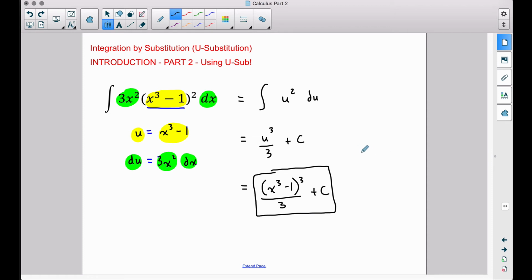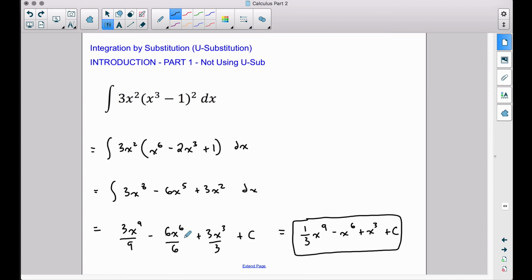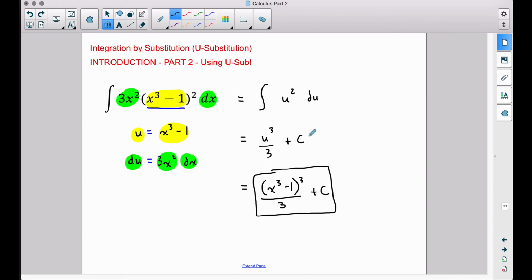In this case here, it wasn't too much different. I mean, a little bit of algebra here and not as much algebra here. But again, when we start cubing things or raising things to higher powers, it's going to definitely speed up our process. And then later on down the road, we'll also see cases where U-Sub is absolutely necessary. There is no other way to integrate that problem.